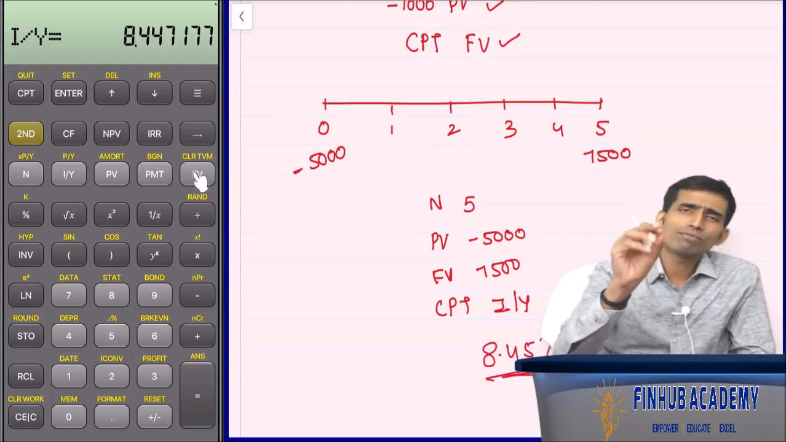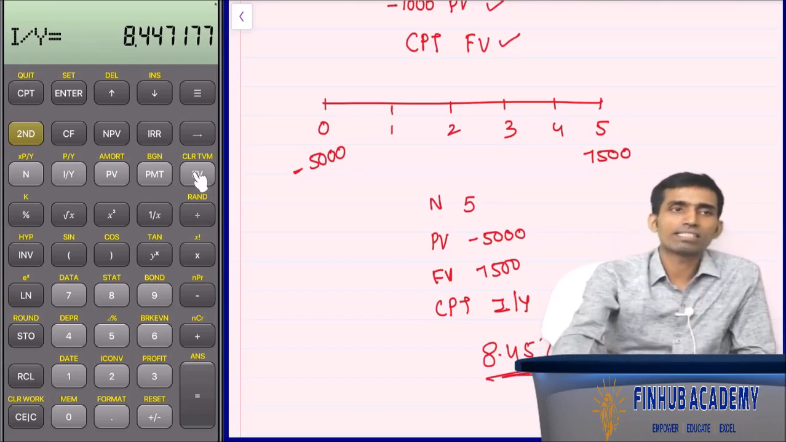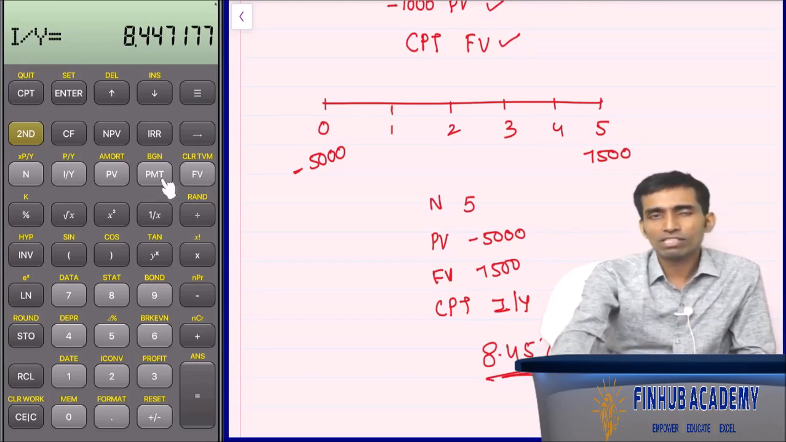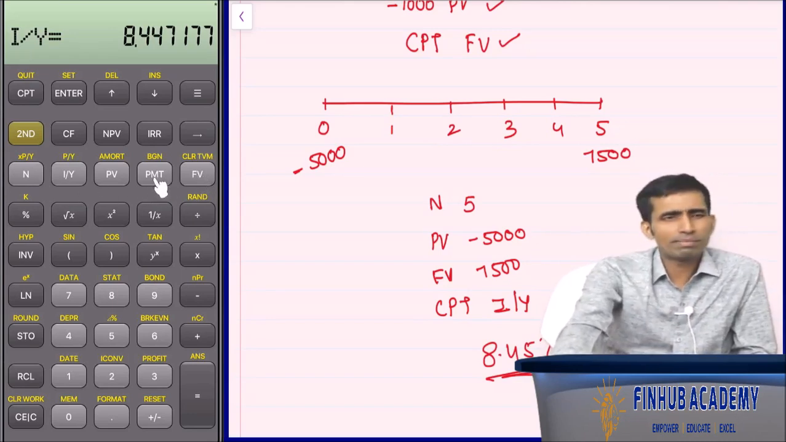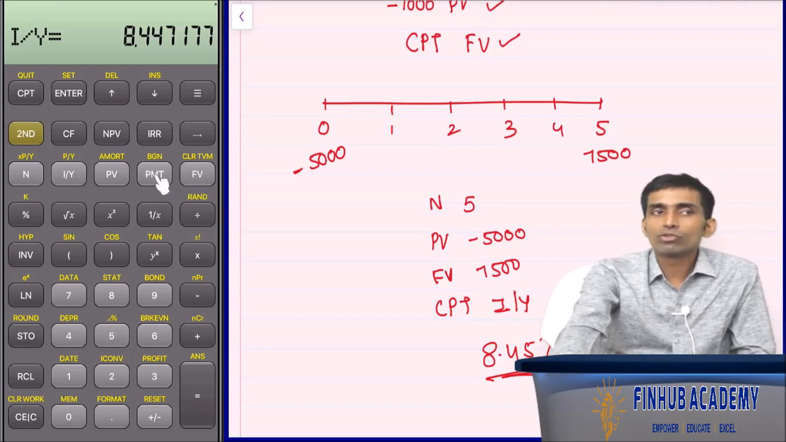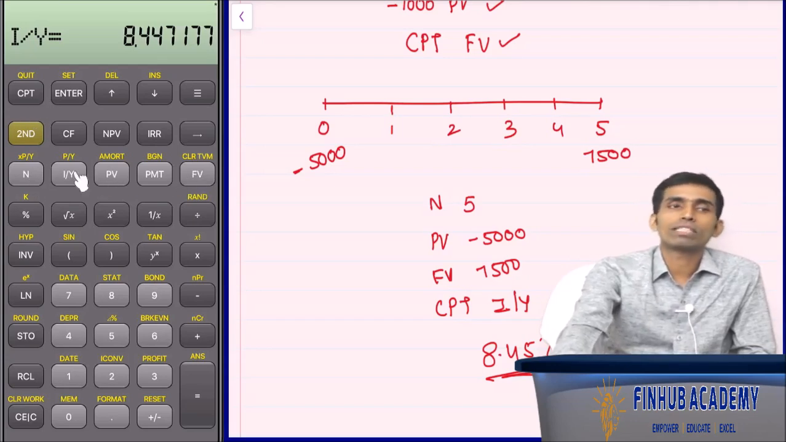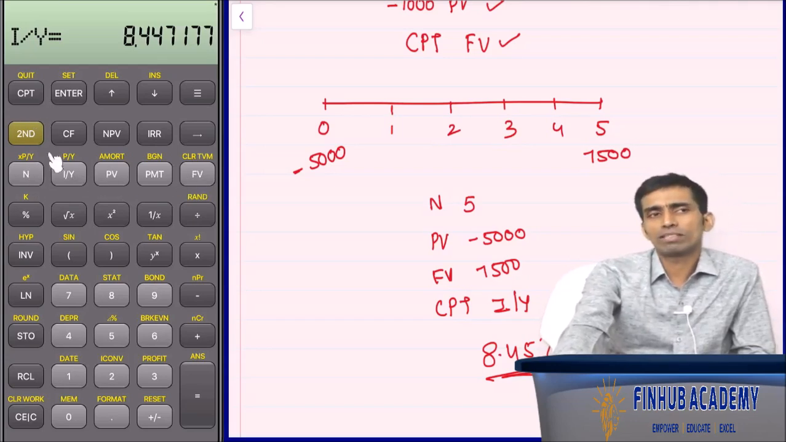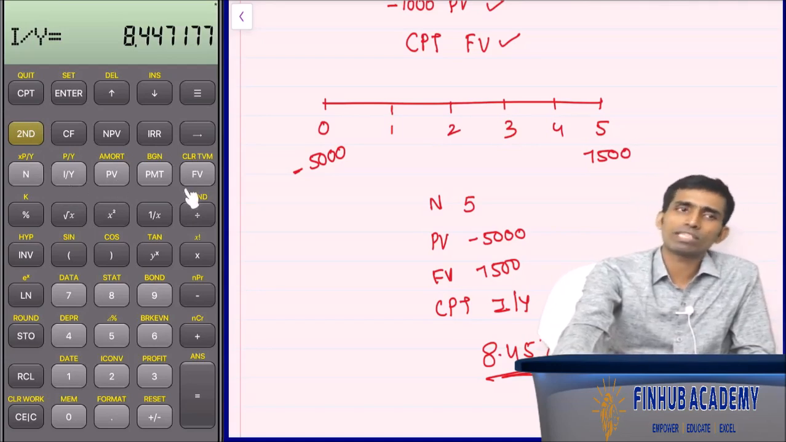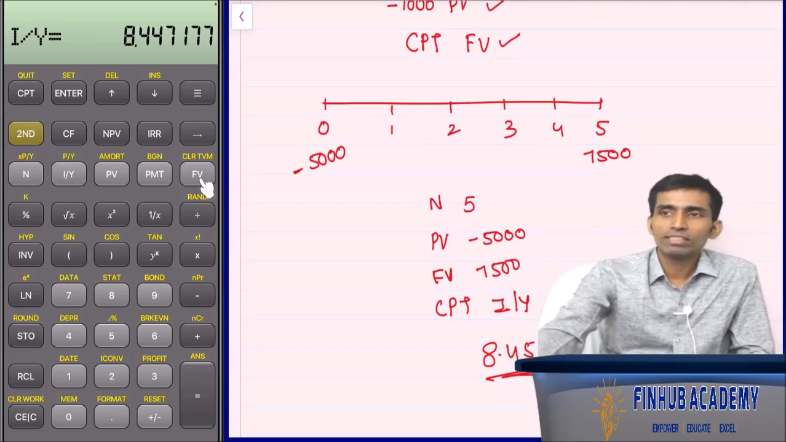So out of these 5 things, if you know 4, you can compute the other one. I can compute N, I can compute I/Y, I can compute PV, I can compute PMT, I can compute FV also. Okay, so I'm not wasting time on this.